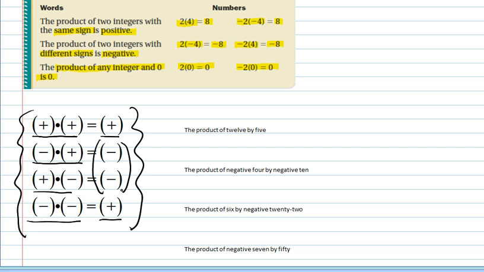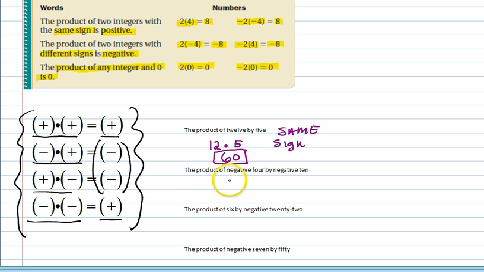Let's do some translating and solve some integer multiplication problems. The product of 12 by 5, right? Product is the operation, and we're multiplying 12, remember I always go left first, by 5. Both are positive, so we have same signs. 12 times 5 gives me 60, and that's my answer.